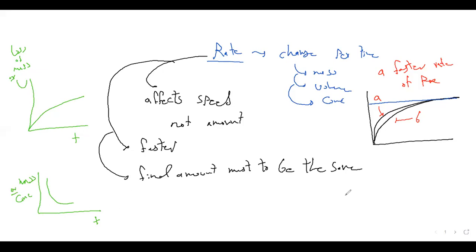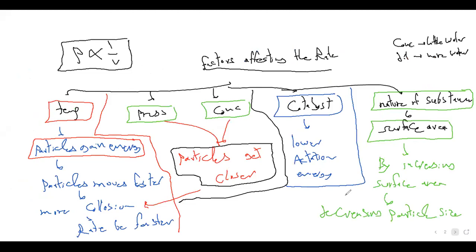After that, factors affecting equilibrium. What is the difference between rate and equilibrium?